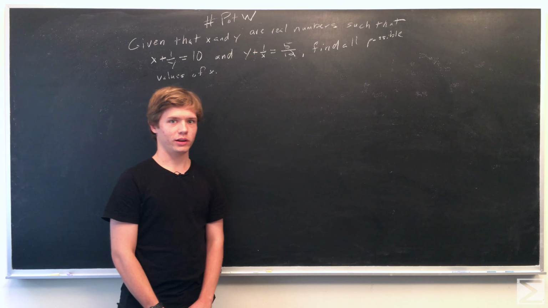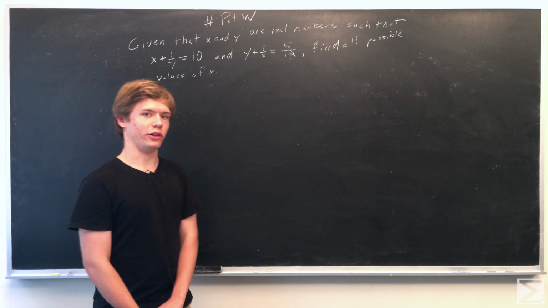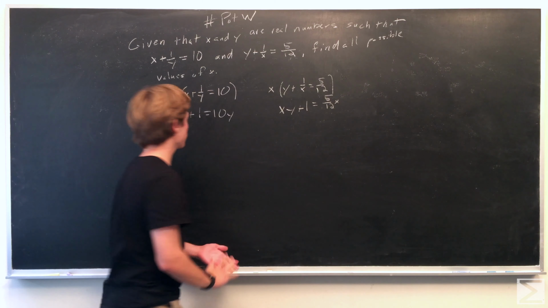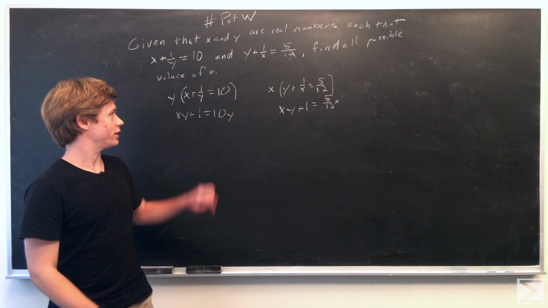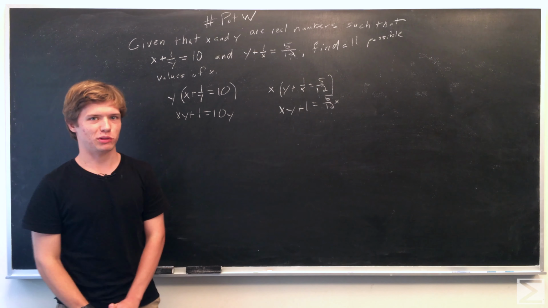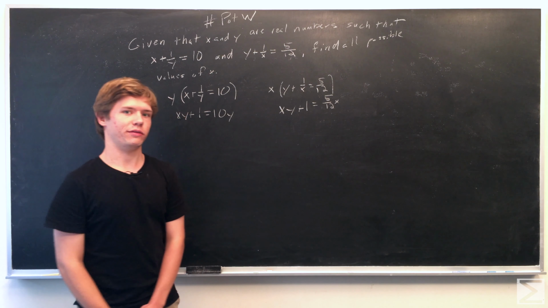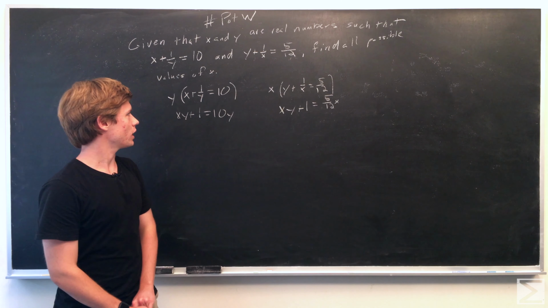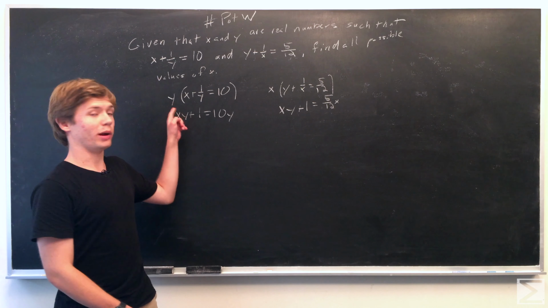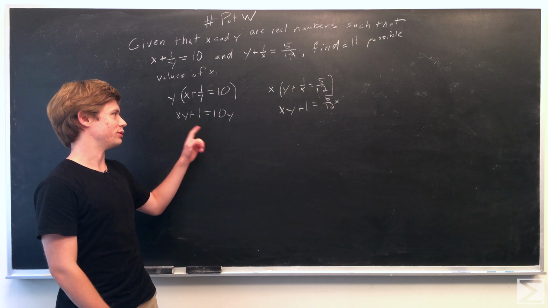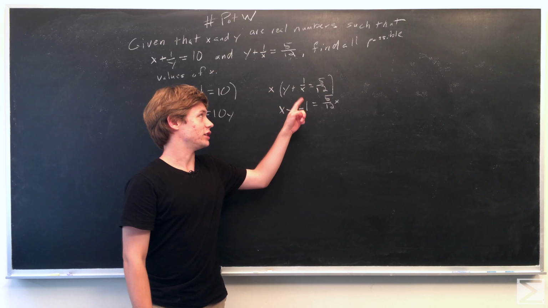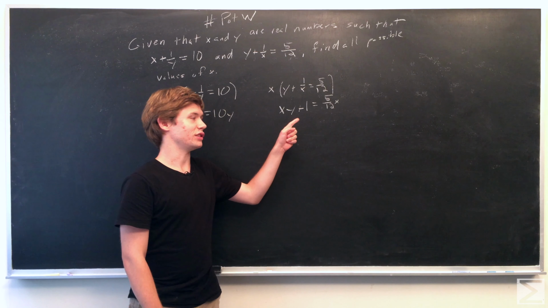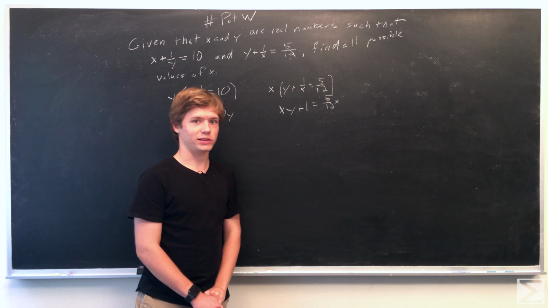So the first thing we're going to do is make these equations a little nicer to look at. What we just did is we took these equations and multiplied both sides by whichever variable is in the denominator. So for x plus 1 over y equal to 10, we multiply it through by y to find that xy plus 1 is equal to 10y. And for y plus 1 over x equal to 5/12, I'll multiply that through by x, and we find that xy plus 1 is equal to 5/12 times x.